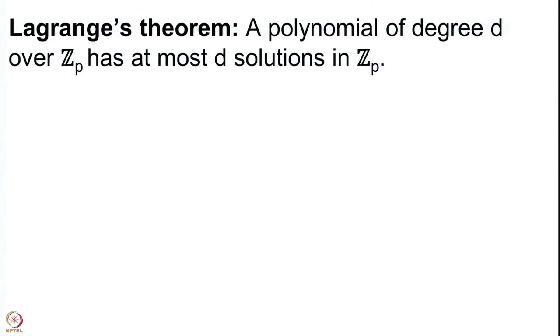Does a similar theorem hold for Z_p? That is the question, and yes, it does hold for Z_p, and the theorem is due to Lagrange. You will see that Lagrange has done quite a bit of fundamental work in number theory among other areas of mathematics, and this is also a theorem due to him. So he says that if you start with a polynomial of degree D over Z_p, over Z_p means that you have coefficients coming from Z_p, then any such polynomial has at most D solutions in Z_p.